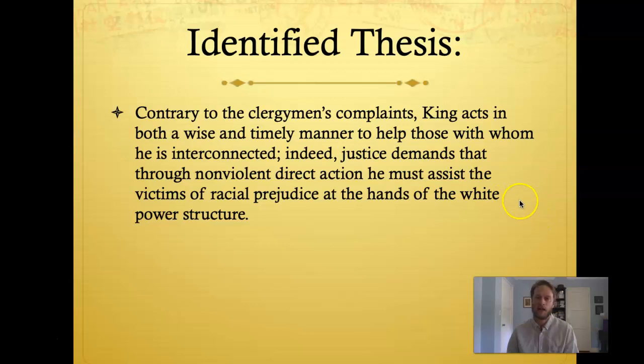So the thesis that I came up with, I kind of had to put it in my own words because I didn't find it explicitly in the text. So I cobbled something together here. Contrary to the clergymen's complaints, King acts in both a wise and timely manner to help those with whom he is interconnected. Indeed, justice demands that through nonviolent direct action, he must assist the victims of racial prejudice at the hands of the white power structure.